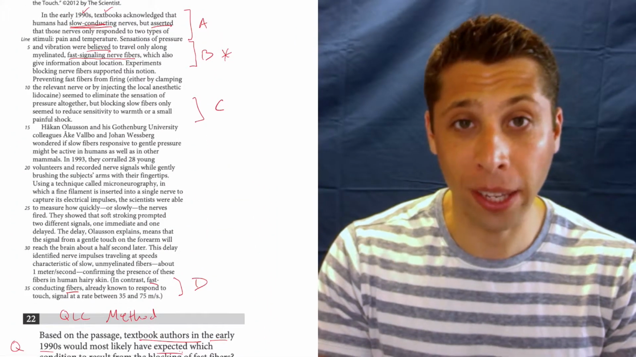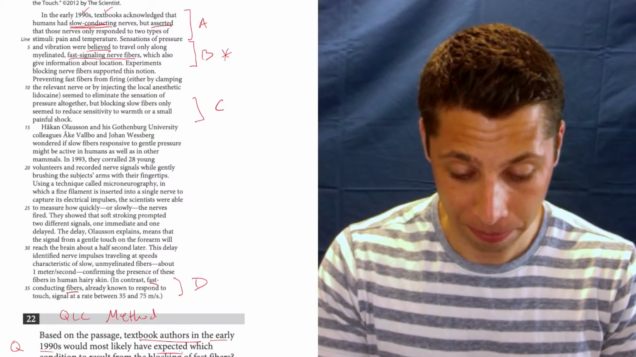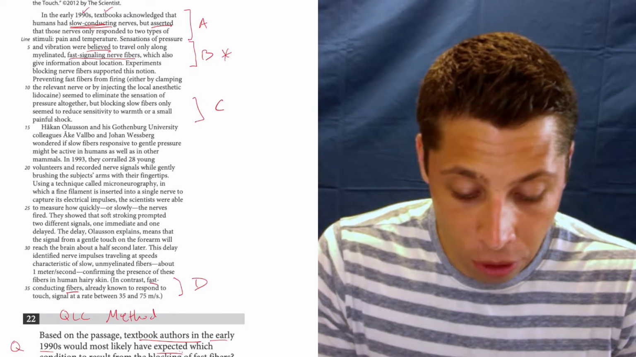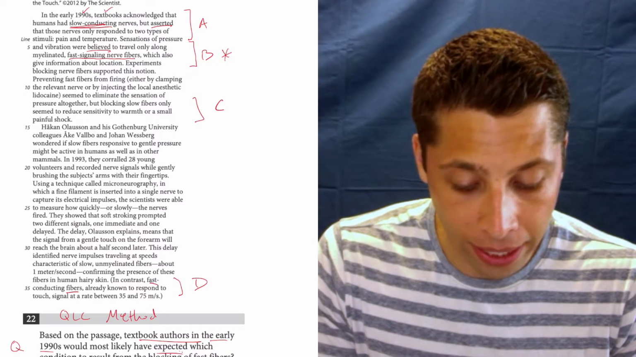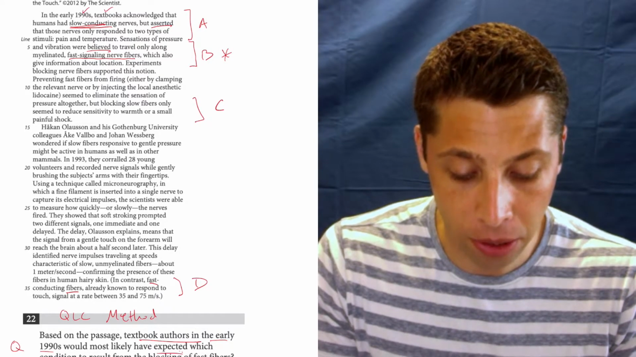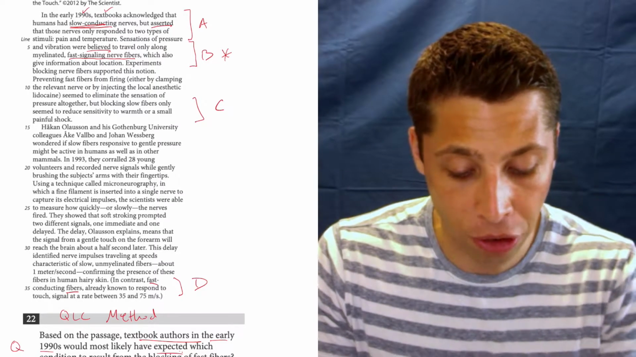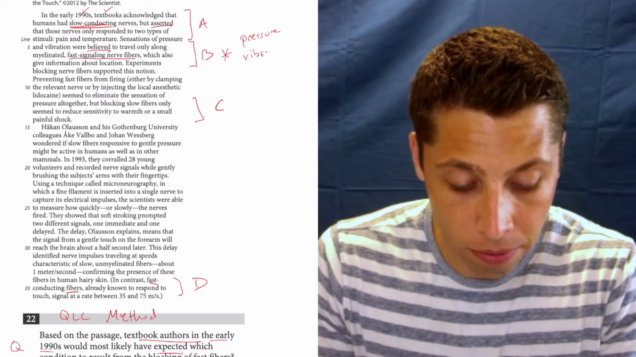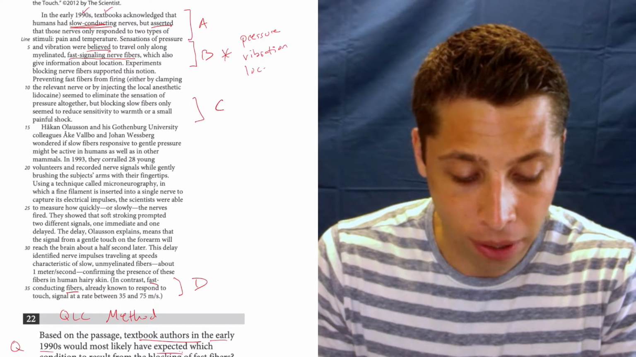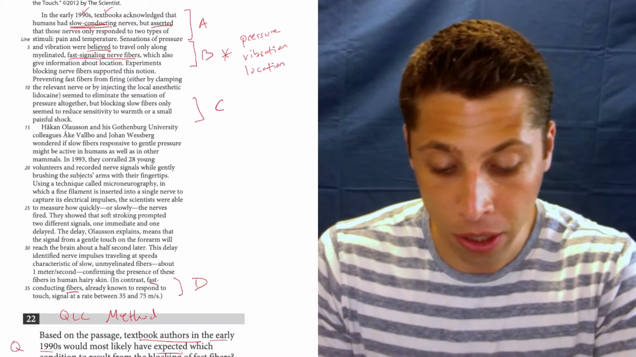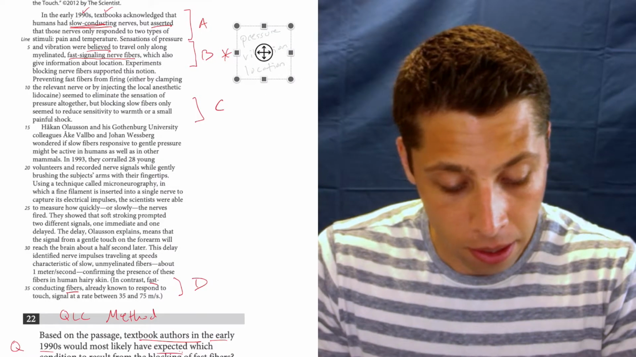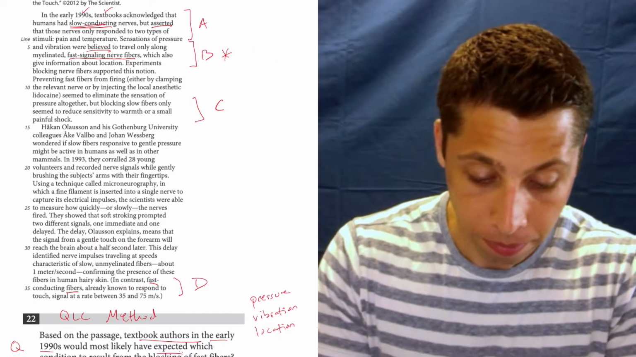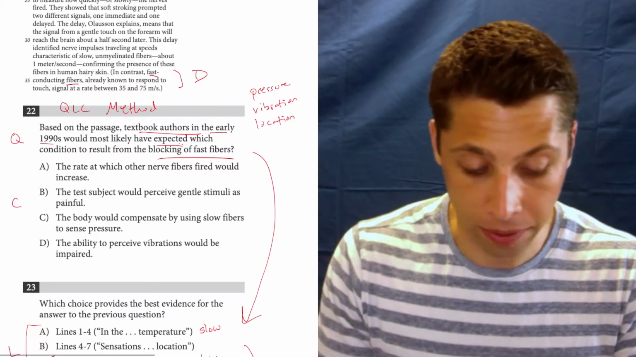I thought B was the answer before. Let's look at it again. Sensations of pressure and vibration were believed to travel only along myelinated fast signaling nerve fibers, which also give information about location. So pressure, vibration, location. That's what we're dealing with. That's my dumb summary of what's going on. Let's bring that down here and try to understand it in the context of these choices.